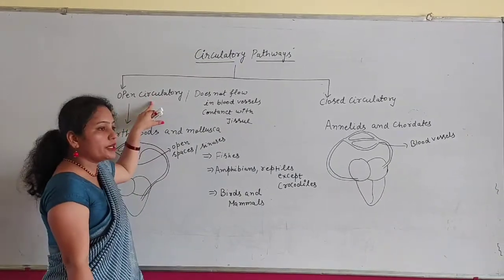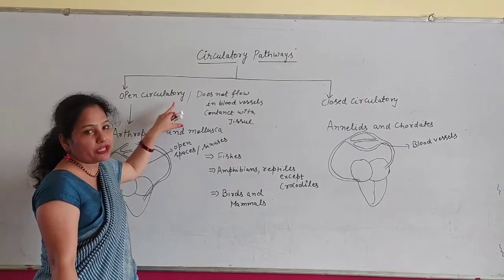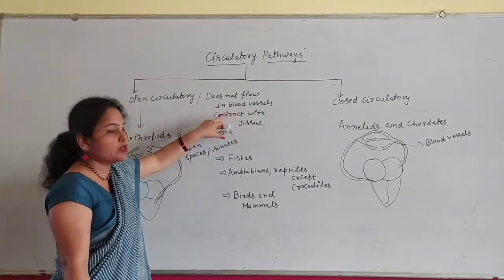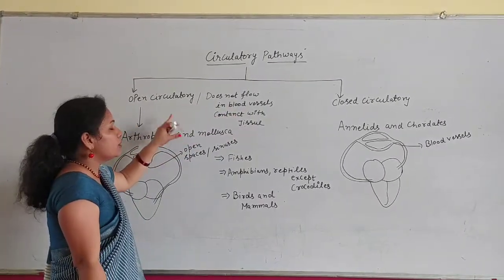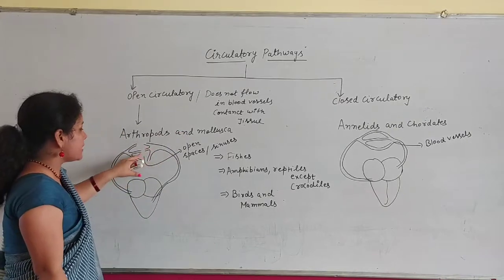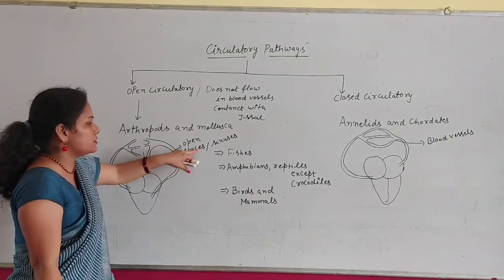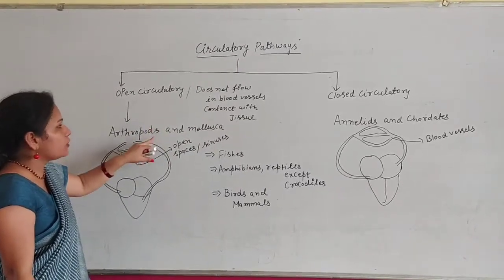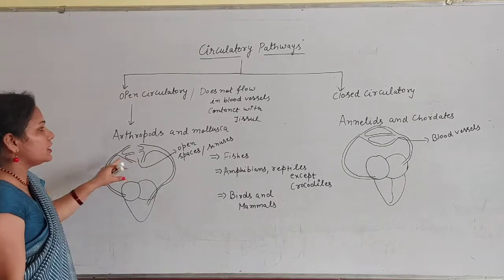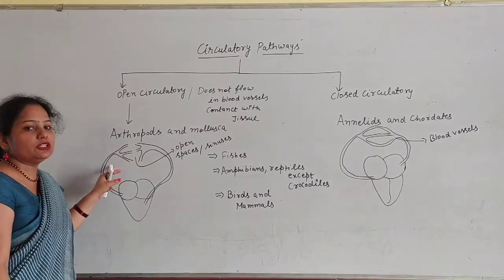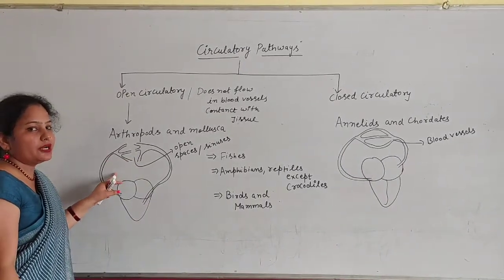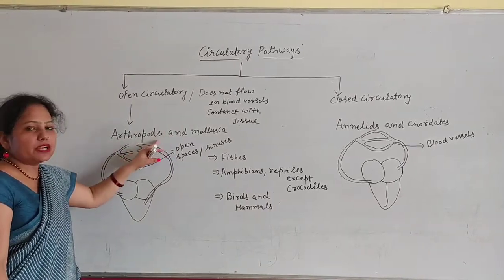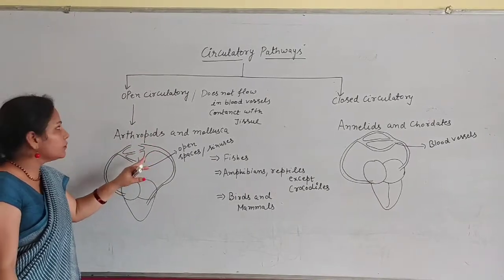In the open circulatory pathway, the blood is in direct contact with the tissue and it does not flow in the blood vessels. From the heart, the blood opens into the space, and that open space is known as the sinuses. If blood is in direct contact with the tissue, we can say there is no difference between the lymph and the blood in the case of arthropods and mollusca.